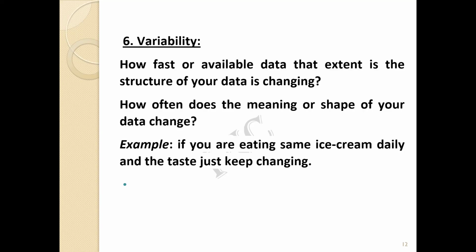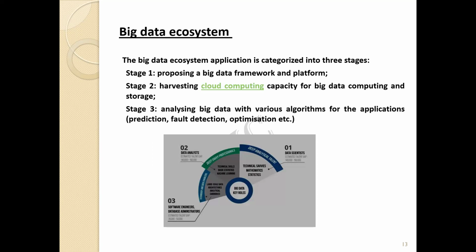So the last V is variability. Variability is the extent to which the structure of your data is changing. For example, if you are eating an ice cream daily and the taste keeps changing, right? This is what variability means. So next one is big data ecosystem.